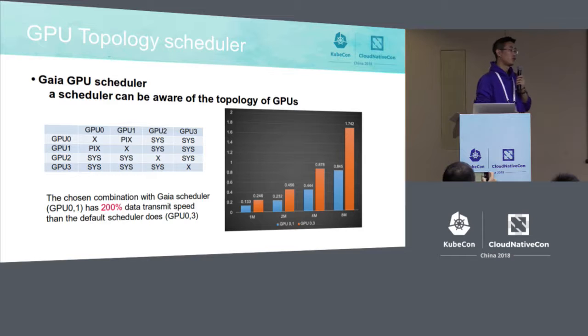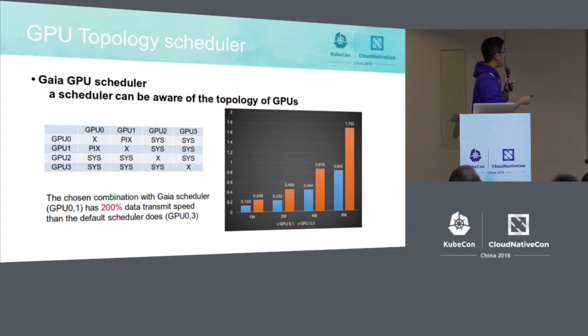To avoid the topology's impact on performance, GaiaStack picked a customized GPU scheduler, and it can sense the topology of the GPU. By doing so, it can reduce the consumption or loss during running.